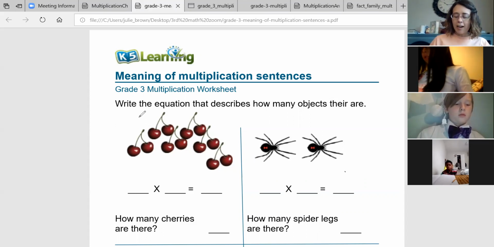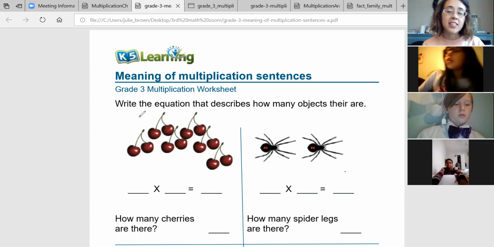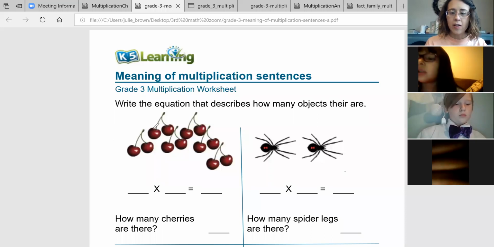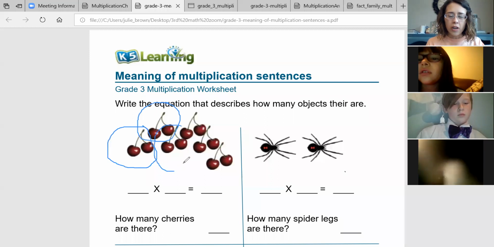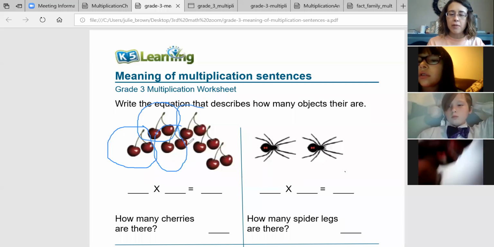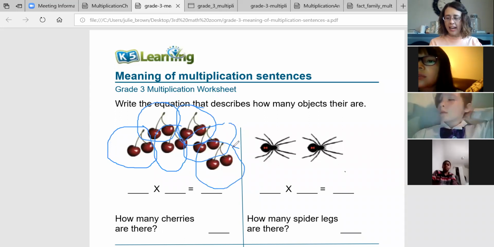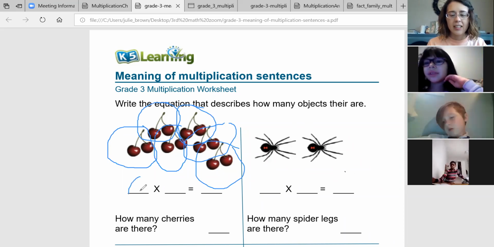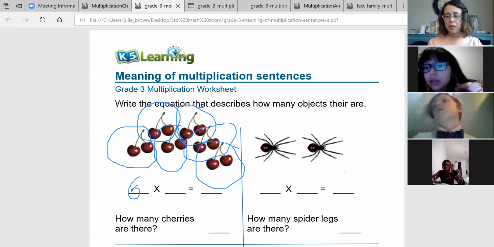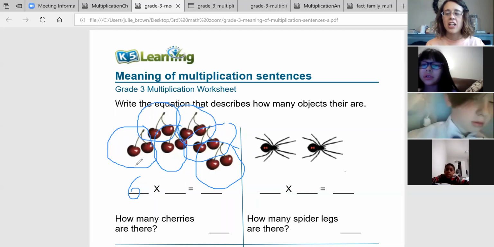This is teaching us about equal groups. And the most important thing to remember is to have your sentence make sense. So if I were to circle the cherries, it's a little bit easier to see what the equal groups are, how many groups there are. So looking at my circles, how many groups of cherries do we have? 6. We do have 6 groups. And when you multiply, the first number is always how many groups. Jameer, can you see how many cherries are in each group?